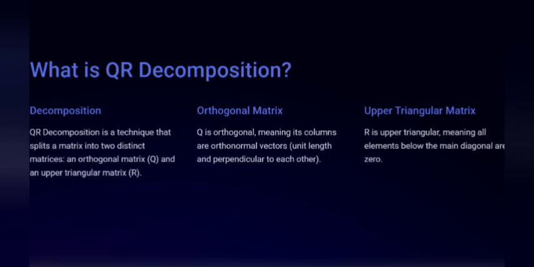QR decomposition is a technique that splits a matrix into two distinct matrices Q and R, where Q is an orthogonal matrix and R is an upper triangular matrix. Here we have seen that Q is an orthogonal matrix, which is a square matrix whose columns and rows are orthonormal vectors. In simple terms, the rows and columns of Q are orthogonal to each other, that is perpendicular, and have unit length. R is an upper triangular matrix, meaning all the elements below the main diagonal are 0.